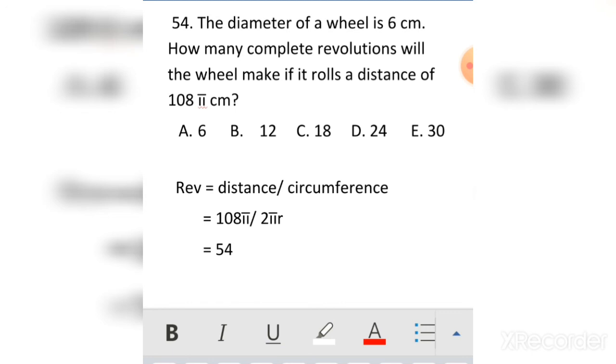Then over r. So what is r? The diameter is given, which is 6 cm, and r is half of the diameter, so half of 6, 6 divided by 2 is 3. Therefore, your complete number of revolutions is 54 divided by 3, which equals 18. So the correct answer is letter C.